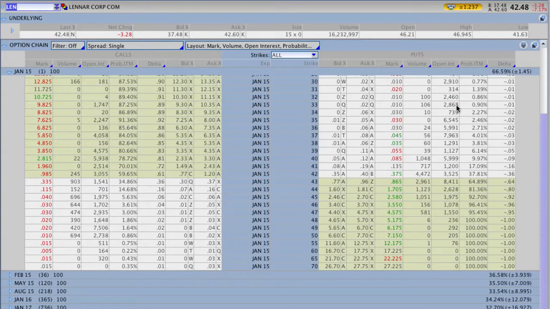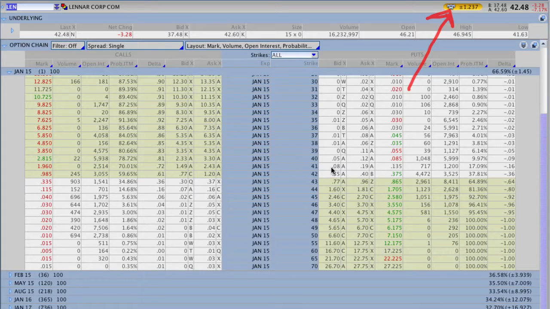But the problem with Lennar is that you just can't get enough premium to really make this trade worthwhile. So the expected move is about $1.23, and from where the stock closed, that means you'd have to get at least somewhere under 42 and a half, really, to make it worthwhile.